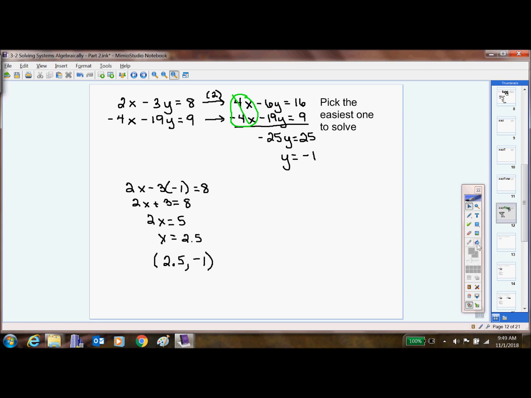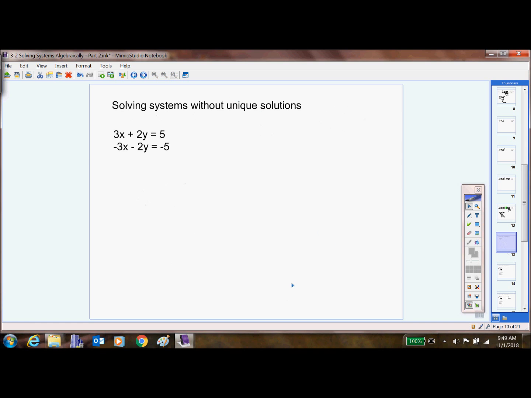Okay. So let's move on a little bit. Let's try this one and see what happens with this. 3x, everybody write it down. 3x plus 2y equals 5. Negative 3x minus 2y equals negative 5.